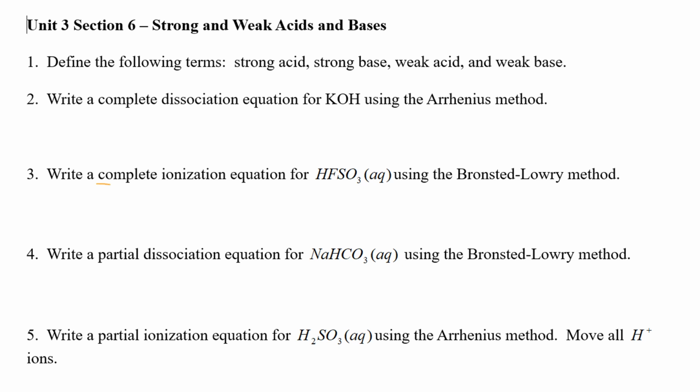Next one, complete. We need this arrow. Ionization tells me it's an acid, and Bronsted-Lowry means I need to involve water here. So I'm going to write H2O in the liquid state, and then I'll write our acid, which is some weird one here, HFSO3, aqueous. Add those together.